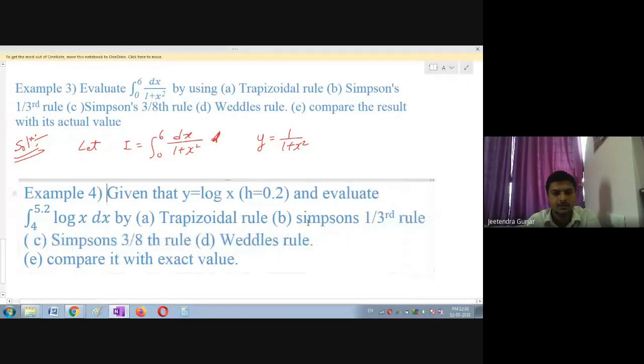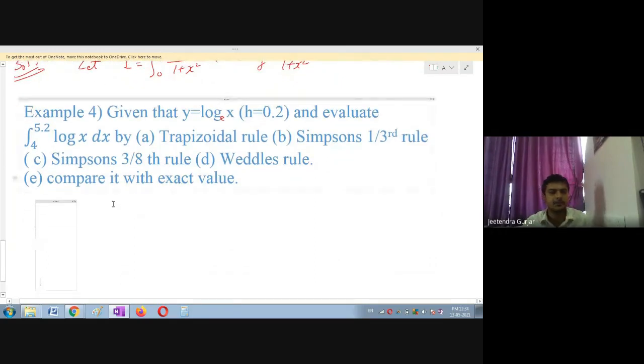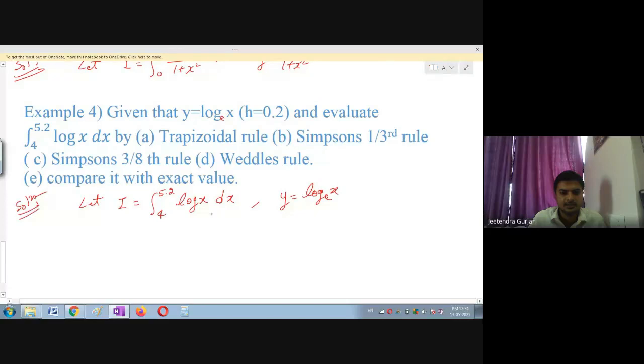Okay, students, solve this example and tell me the answer. Actually, this is in terms of e. They will mention it, but if they don't mention it, please consider this as e only. Now you can see they have not given the table here, right? So how will you simplify this problem, students? First, let the function they have given be I is equal to integration 4 to 5.2 log x dx. So it is clearly given that y is equal to log x to the base e.